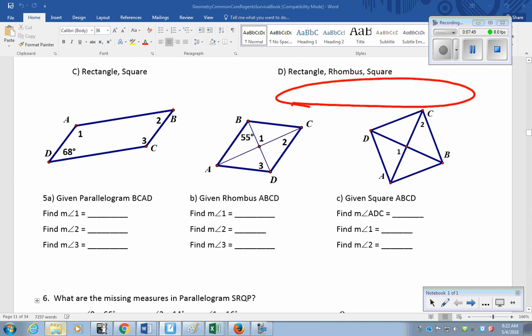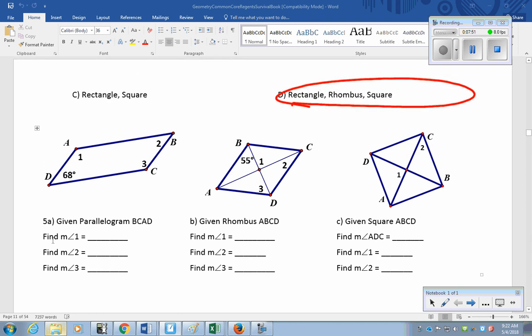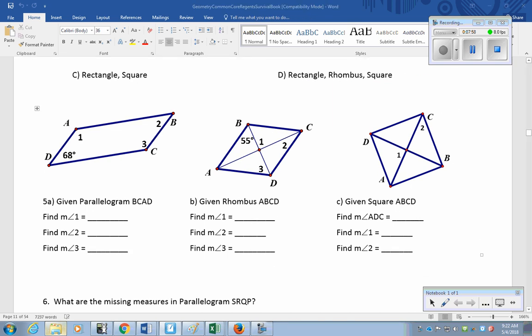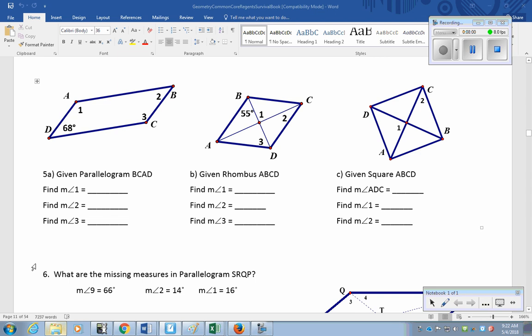Now you're going to see some of the similar stuff that we just talked about. So like if you look at 5A here, we have a parallelogram. They're telling you what the shape is. So as soon as they tell you what that shape is, each of those properties apply. So you can label measurements based on what those properties are.